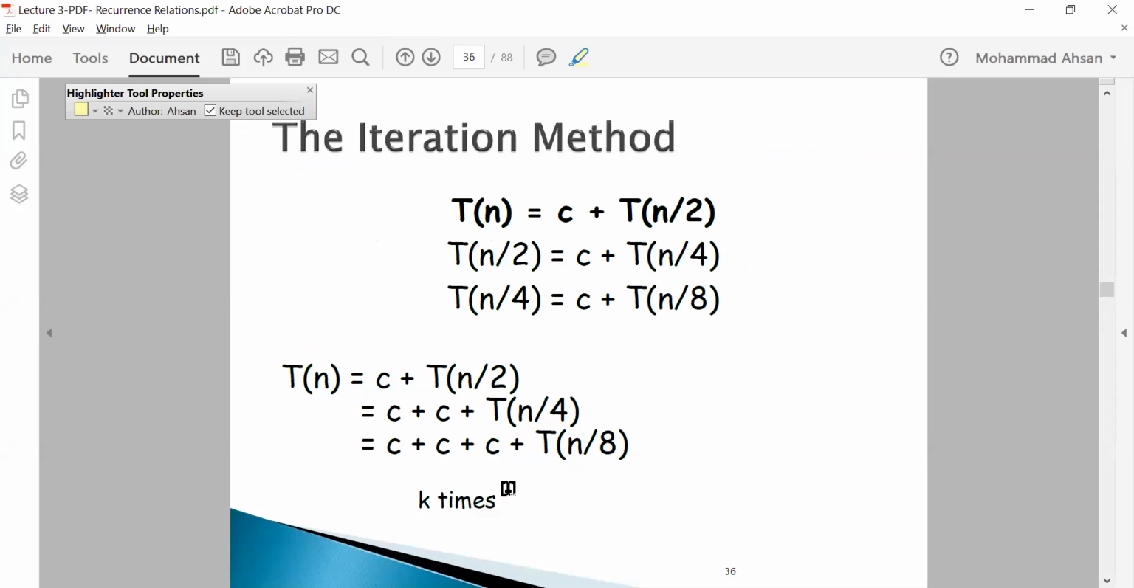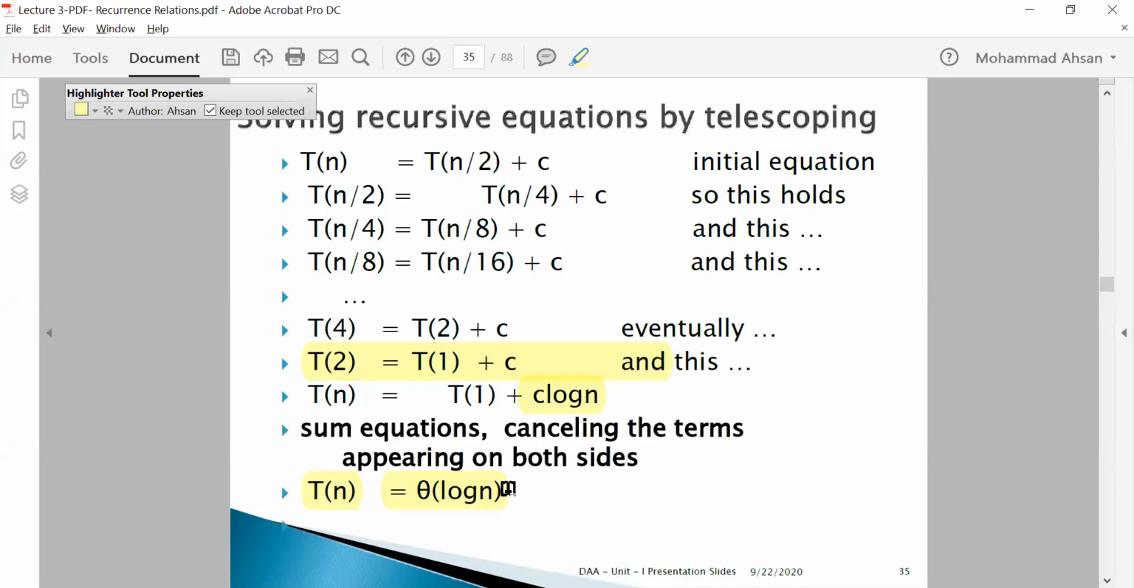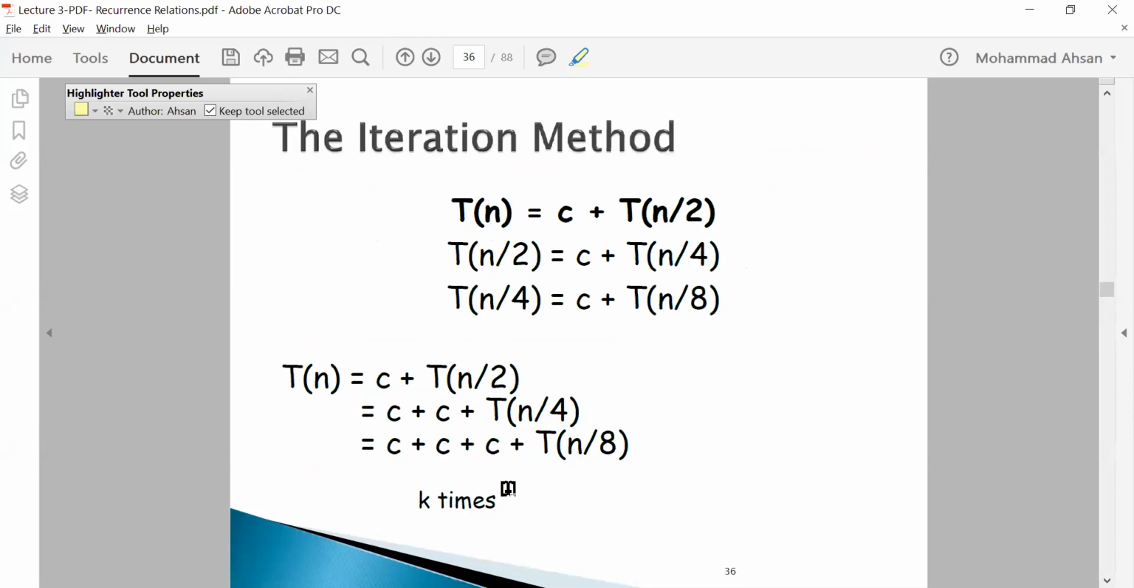Either you do it this way and then you add and cancel the left and the right hand terms, or you do it this way. We first see Tn, this is our base equation, the first one. Then Tn by 2 can be calculated from the base equation. Tn by 4 again can be calculated from the base equation. Then we do the substitution. Iteratively, we substitute Tn by 2 with C plus Tn by 4. Then we substitute Tn by 4 with C plus Tn by 8. And the previous C's stay there.